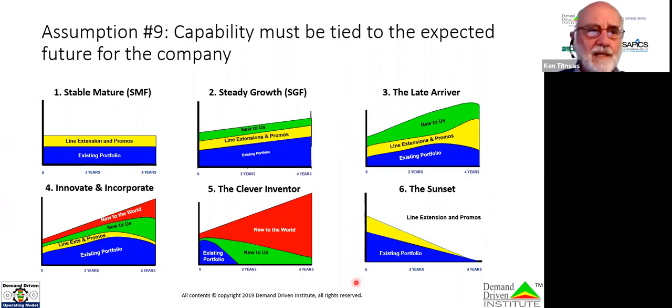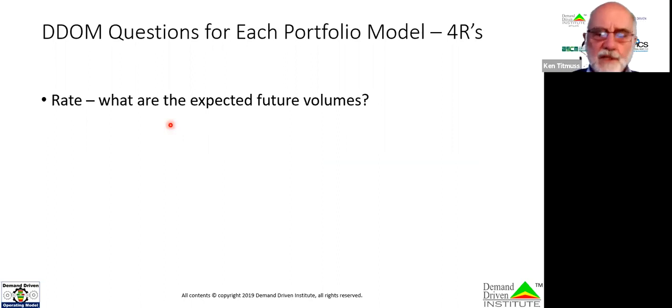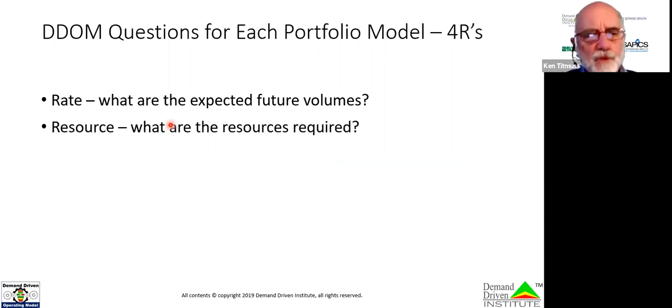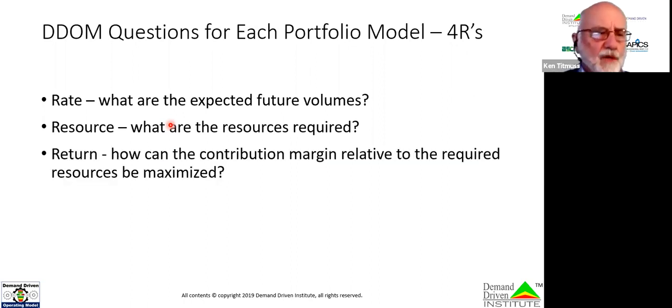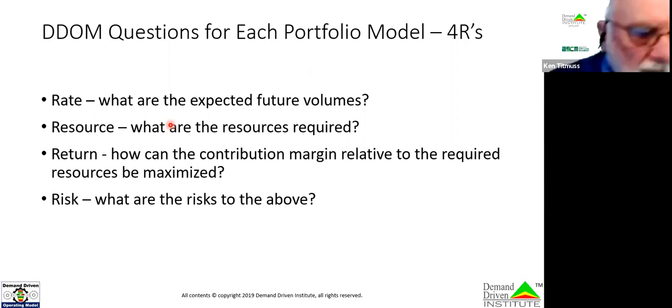So we need to understand the future of our company, the capability of our company, to be able to determine a few things here. We need to look at the 4 R's. We need to look at the rate. What are the expected future volumes? What resources are going to be required in the future? Return. How can the contribution margin relative to the required resources be maximized? And we should also always be looking at maximizing the contribution margin at the constrained resource or the bottleneck within our organization. And then there's that whole area of risks. What are the risks of the above? And how do we mitigate those?